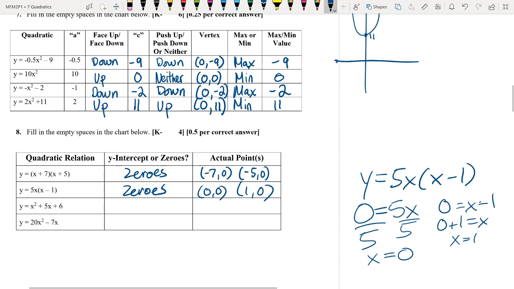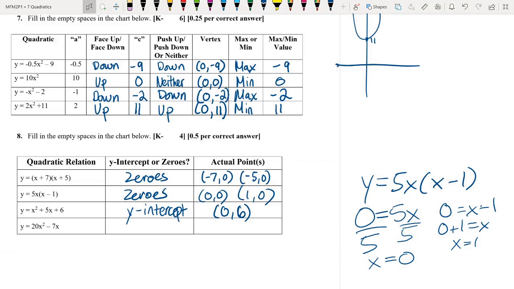Now this third one here, y equals x squared plus 5x plus 6, is showing us the y-intercept. And so the y-intercept is going to be 0, 6. Okay, and then we get that by, if we say, what do we know about the value of x at the y-intercept? It's 0. If I substitute 0 in for these x's, then y is equal to 6.